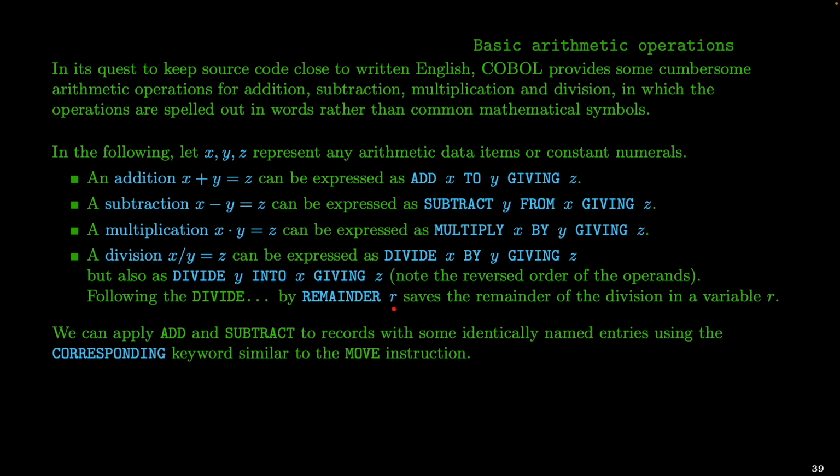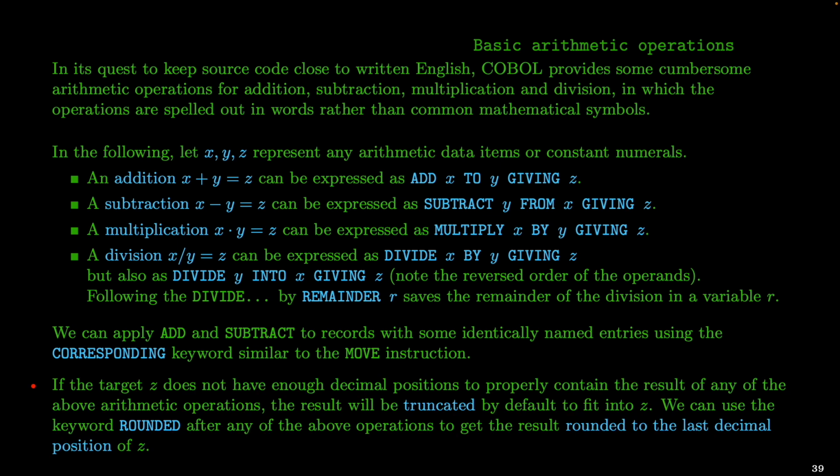And we can apply add and subtract to records with some identically named entries using the corresponding keyword, similar to what we did with the move instruction. So recall that when we had move corresponding, all the values from the first record were moved to the corresponding values, so the entries with the same name in the second record. And in a similar way, we can use add or subtract with the corresponding clause to add or subtract the respective entries with the same name from the two records.